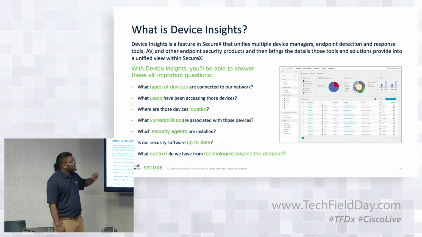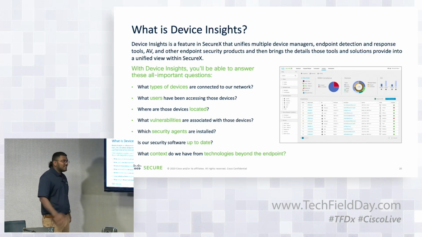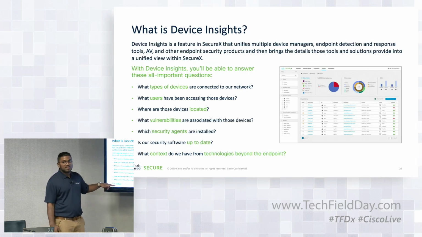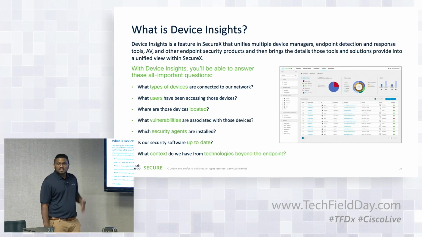What security agents are installed? Do you have antivirus on there? Do you have a secure endpoint technology on there? And are those software up to date? Are the security policies up to date? Are the signatures up to date? And what context do you have from the technologies beyond the endpoint? So things like Duo, we just had a session on Duo. What can you find out about layer 7 application protection? That data comes into the asset record.